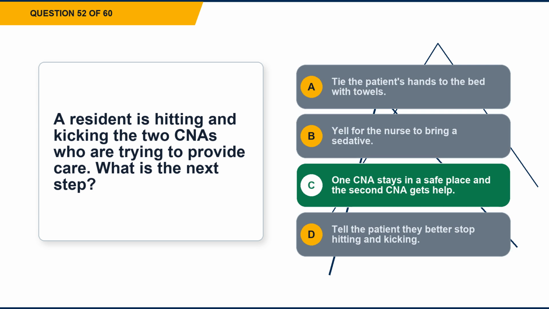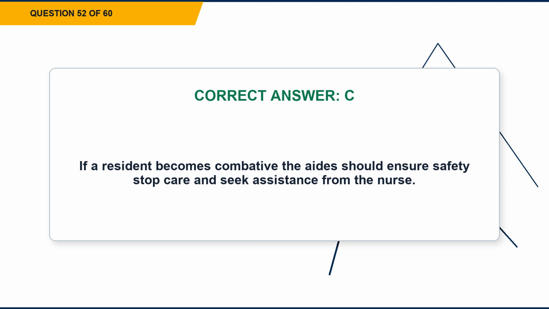The correct answer is option C, one CNA stays in a safe place and the second CNA gets help. Explanation: if a resident becomes combative, the aides should ensure safety, stop care and seek assistance from the nurse.